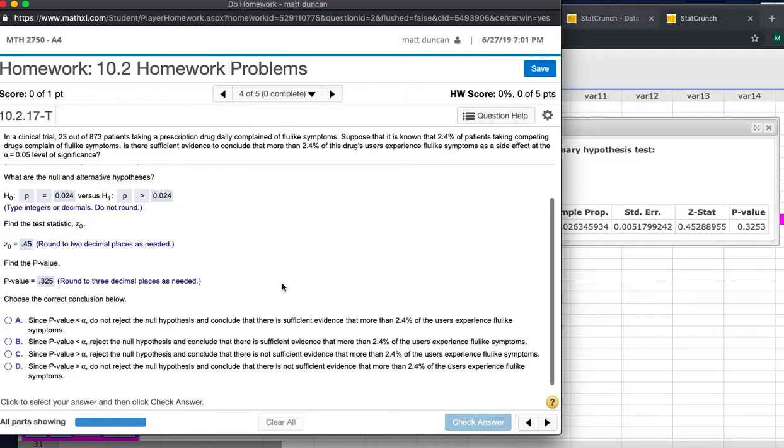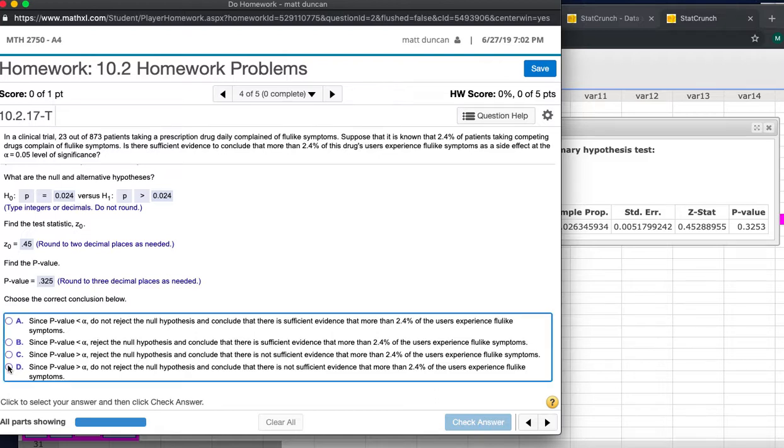Then it's going to ask us to make a decision. In terms of making the decision, you're comparing the p-value to your alpha value. Your alpha value is 0.05. 0.325 is bigger than 0.05, so that's obviously going to be C or D. Since the p-value is bigger than alpha, we're going to not reject the null, and therefore there's not sufficient evidence to conclude the alternative. You're going to notice that the interpretations are always in reference to the alternative hypothesis. So that should do it.